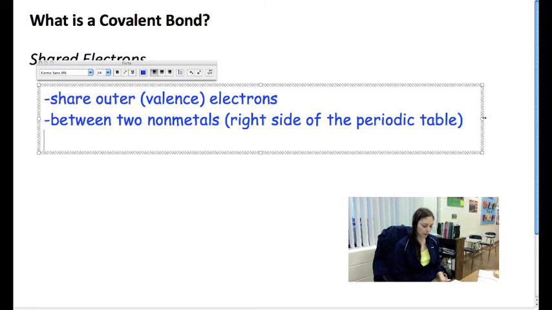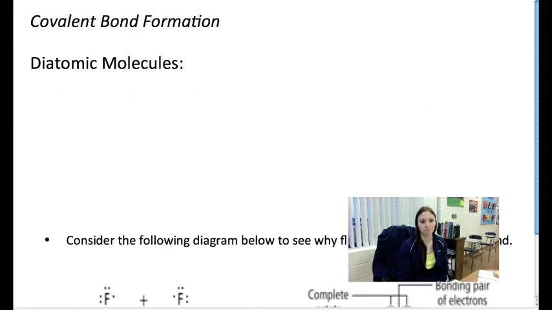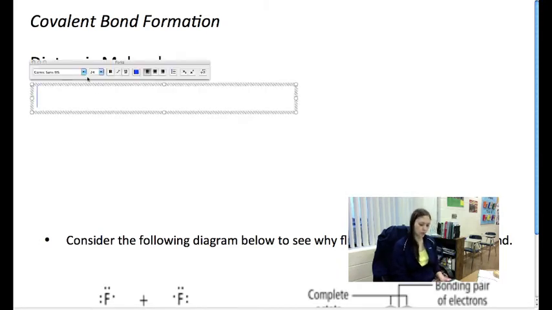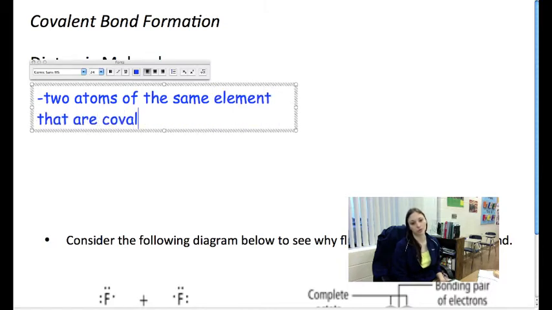Okay. Well, just a little bit of terminology here. When we talk about a molecule, that word is really supposed to be used for 2 things that are covalently bonded. Now we're going to talk about one particular kind of covalent bond, kind of the easiest one to explain, which is why we start with it. We have what are called diatomic molecules, and these are just molecules that are 2 atoms of the same element that are, of course, covalently bonded.